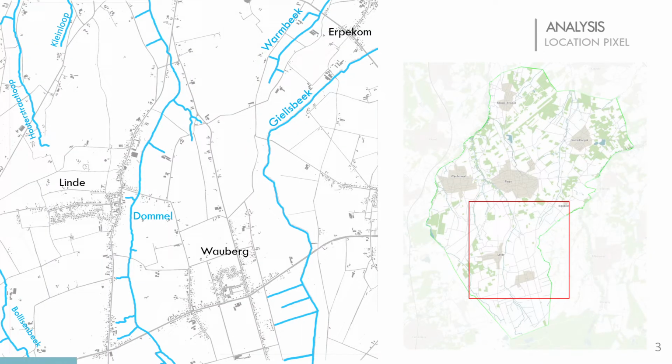The pixel I chose is located in Peer, just below the center. It is a fairly flat landscape with a lot of intensive agriculture. De Heemlet, Linde, Wouwburg and Erpekom are in my pixel, and the Dommel and Gillesbeek flow through it.